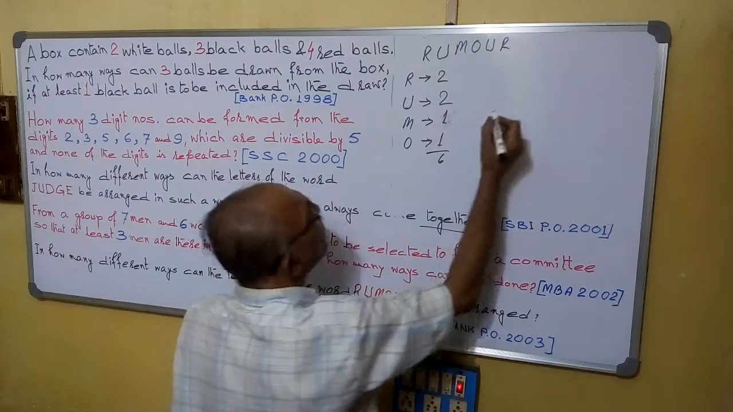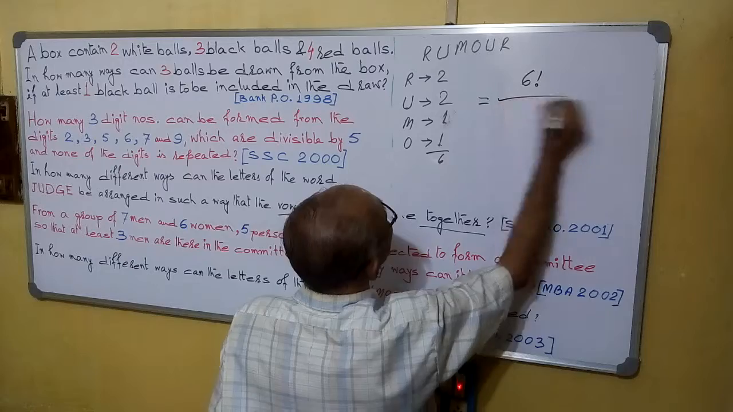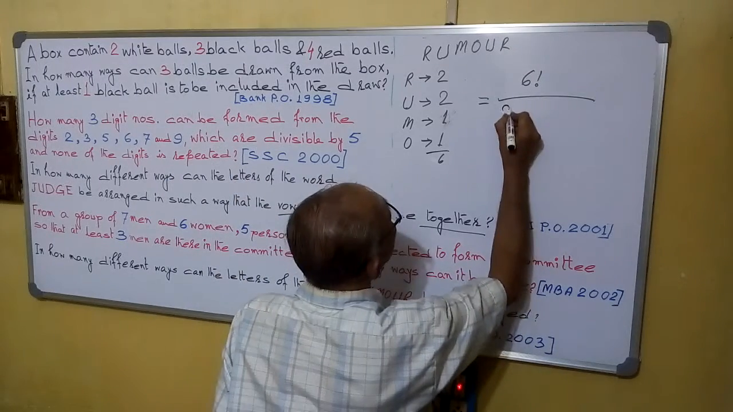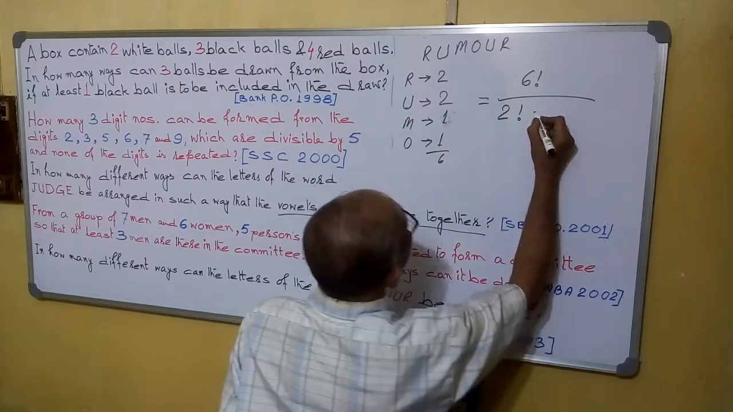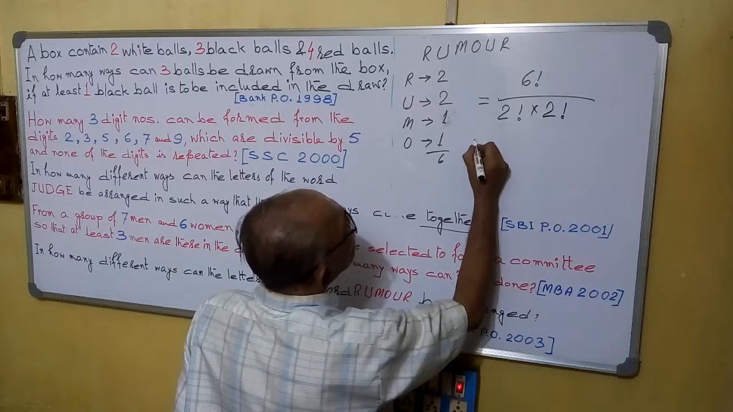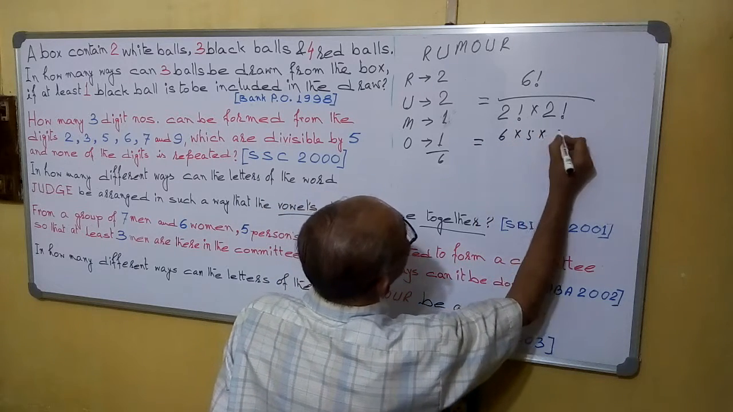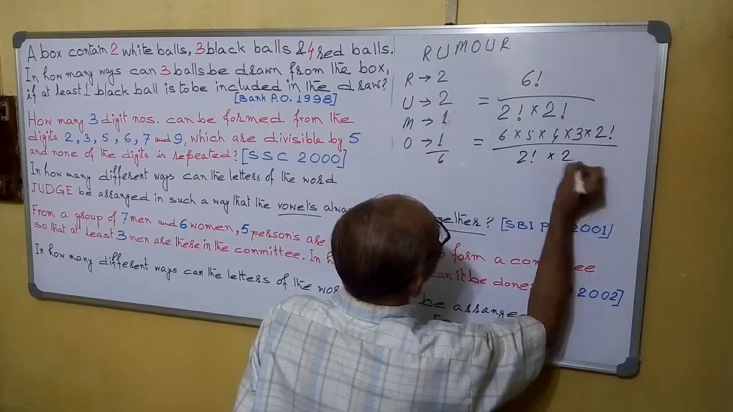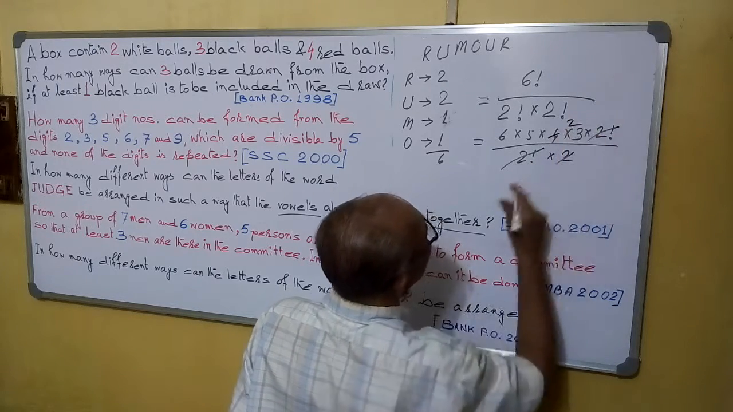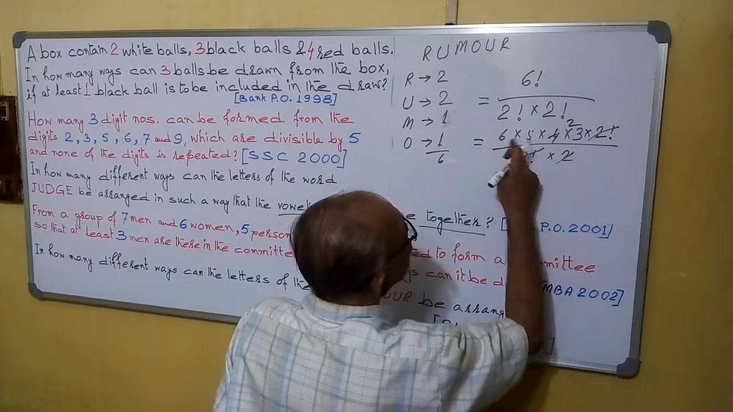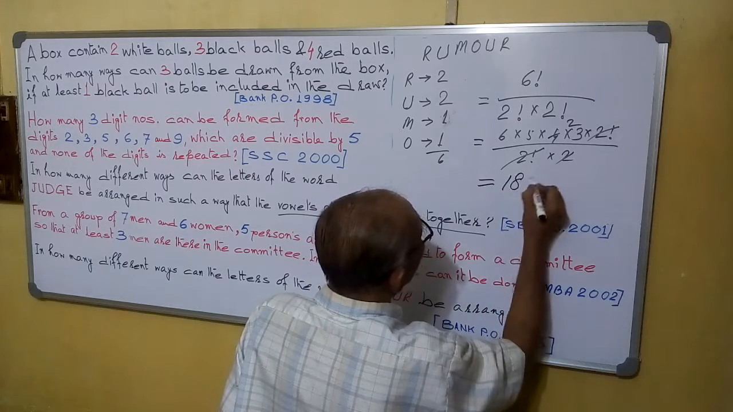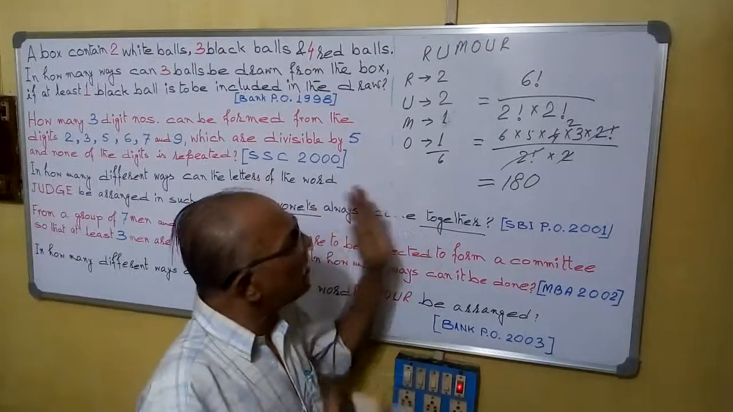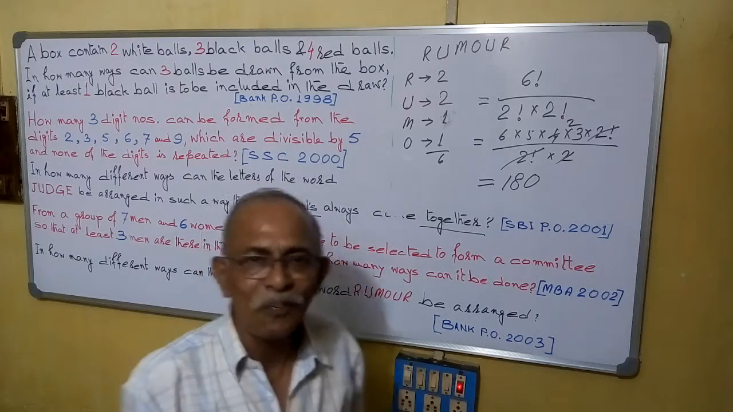So the number of arrangements, just remember the method, equals factorial 6, divided due to repetitions: because of 2 R's, we cannot differentiate between this R and that R, so we divide by factorial 2. Same is the case of U, factorial 2. So this will be 6 into 5 into 4 into 3 into factorial 2 by factorial 2 into 2. Five twos are 10, 6 threes are 18, so equals 180. In this way, we can do this sum. As I have shown it, practically you will need less space and less time. Hope I was able to explain how to do this sum.